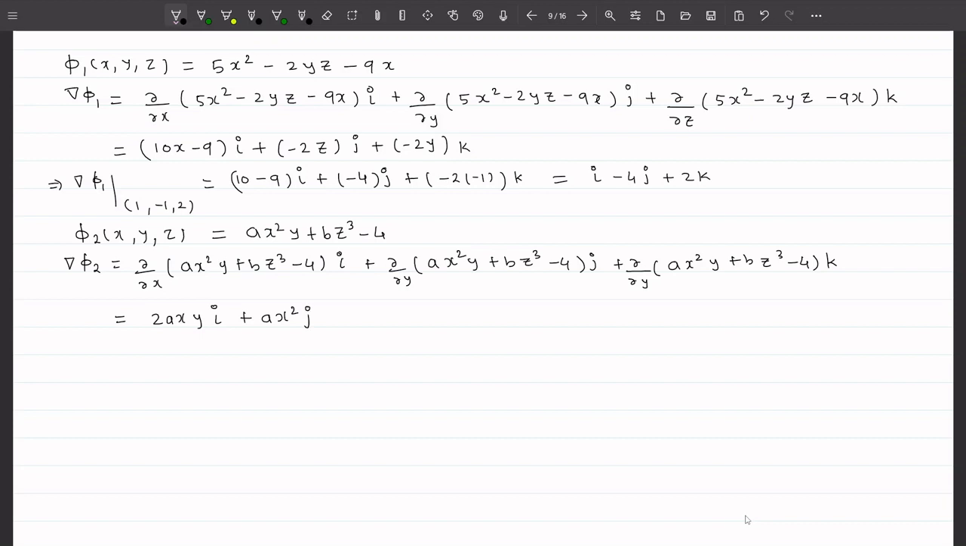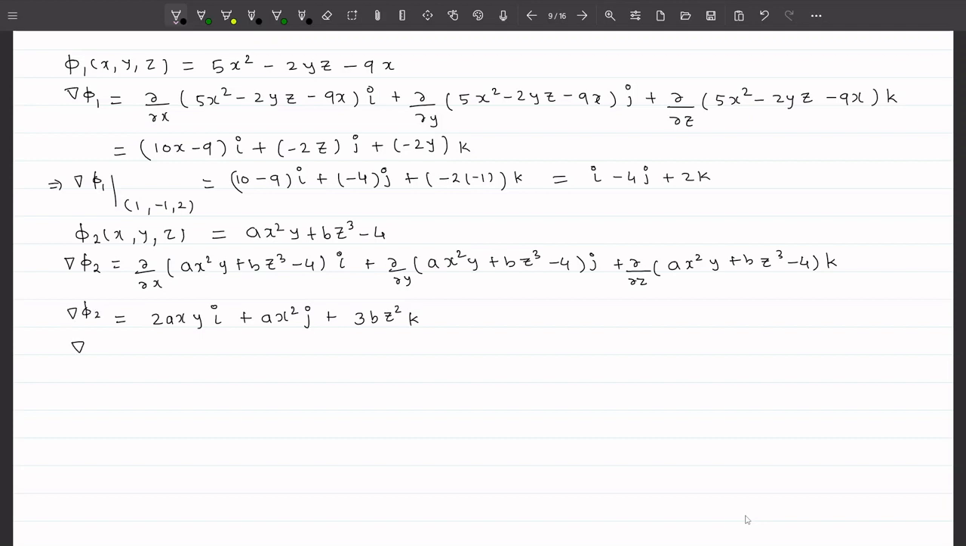So it is j plus ∂/∂z. Sorry, it is not y, it is z. So with respect to z, that means it is 3bz² k. This is 0 and this is 0. Right? Okay, so this is the gradient of phi 2.